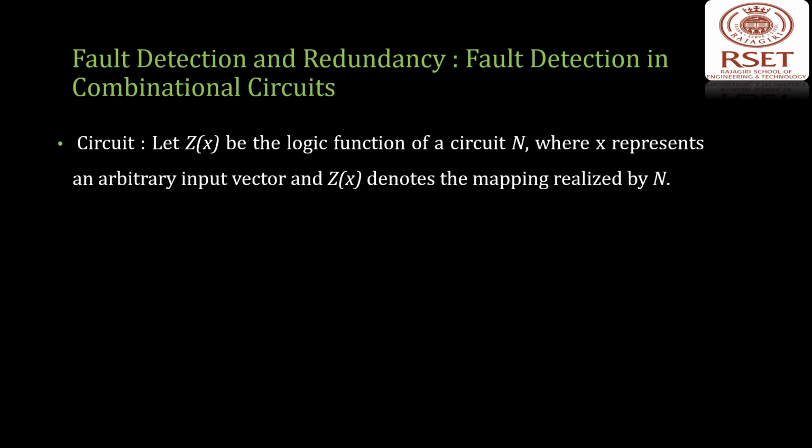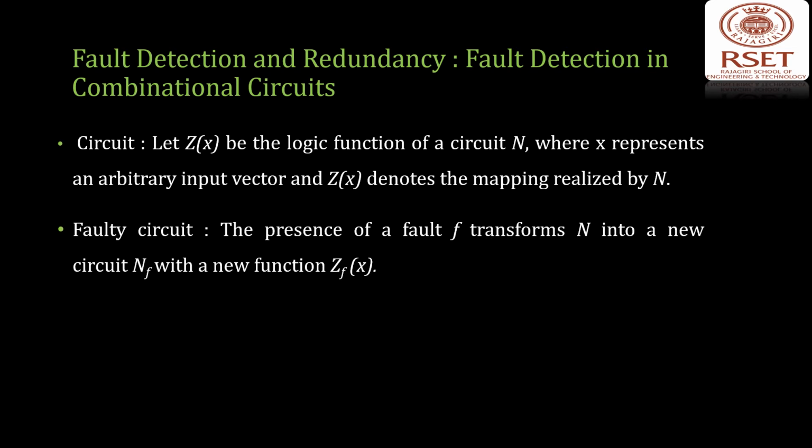Before moving on to technical terms like fault detection and redundancy, let's begin with how we can formally define a circuit. As we know, any circuit is uniquely represented using a function, which is called a logic function. This we have already discussed in our first module. Let Z(x) be the logic function of a circuit N, where x represents an arbitrary input vector. Then Z(x) denotes the mapping realized by N. It means Z(x) is going to denote the output of the circuit.